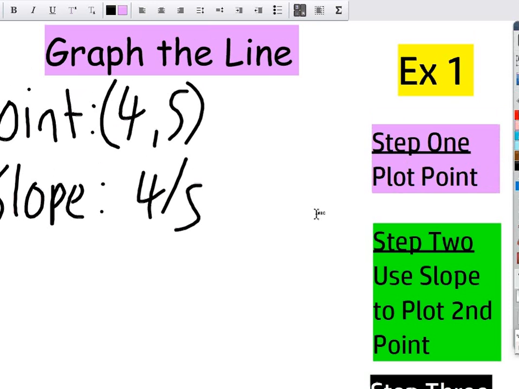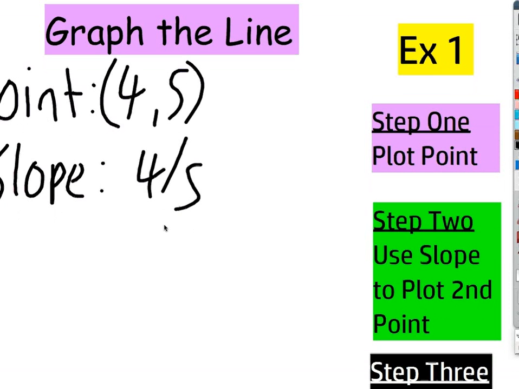Plot point. All right, so you cannot, guys, the 4/5, listen up. The 4/5 means nothing unless you start at a point, right? Now, if the point was 0, 0, you could start at 0, 0 and go up 4 and over 5. However, you've got to start at the point. So we're going to start at 4, 5.